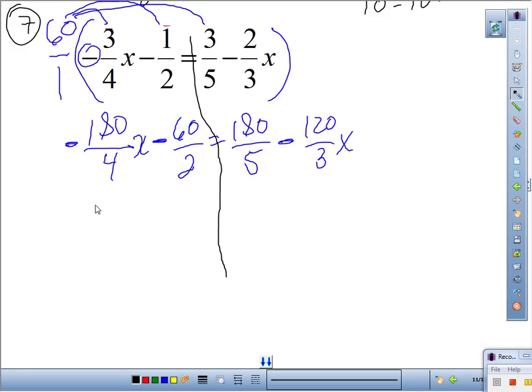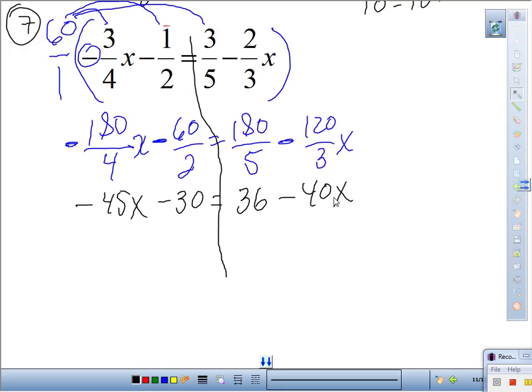That is negative 45x. This is negative 30 equals 180 divided by 5 is 36 minus 40x. Okay. What's my smallest variable? Negative 45. So I add 45x to each side, add 45x to each side. We're left with negative 30 equals 36x plus 5x. From there, we know what to do.